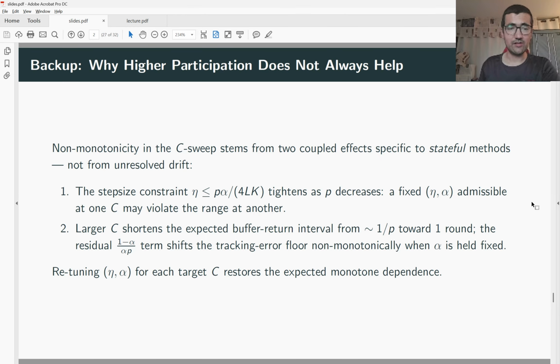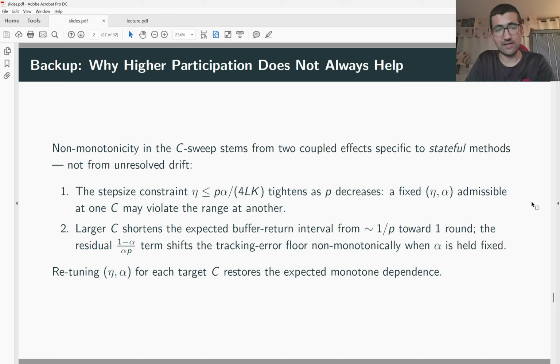And here are some other findings that we can also state here: the intuition that says more participants should mean lower variance aggregates and better accuracy. So why did 10% beat both 5 and 20? Two coupled effects, both specific to stateful methods, and neither of them is unresolved drift.